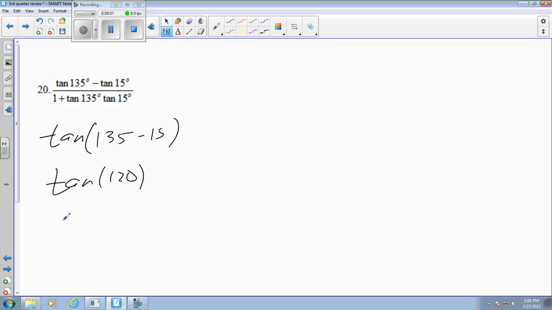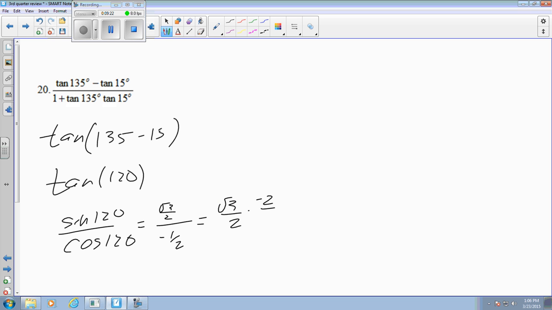Going to 120. Again, I need to write it as sine of 120 over the cosine of 120, because we don't have that on our table. And I get the square root of 3 over 2 divided by a negative half, which gives me the square root of 3 over 2 times negative 2 over 1. And I get the negative square root of 3 for that one.